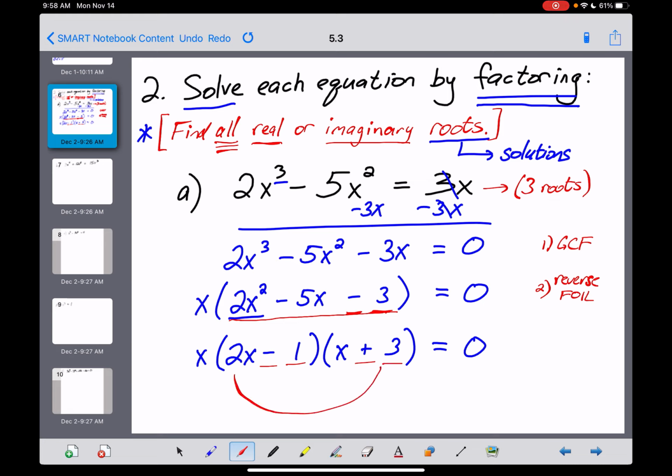Now our outer product, 2x times 3, is a positive 6x. And our inner product, negative 1 times x, is a negative x. And when I add those up, I get a positive 5x. Almost what I was looking for here, but I wanted it to be negative. So remembering something from chapter 4, when you get the right size term there, but just the wrong sign, all that means is that your signs were backwards, everybody.